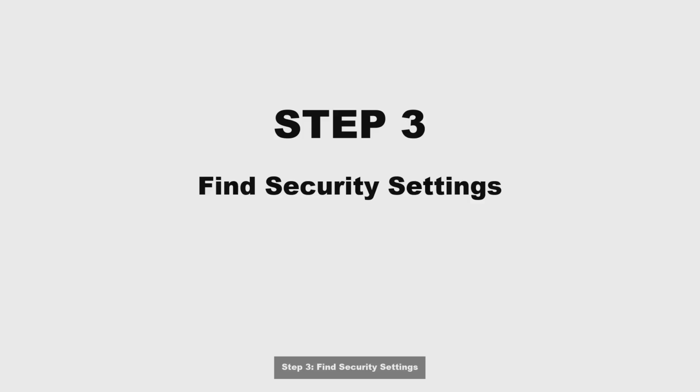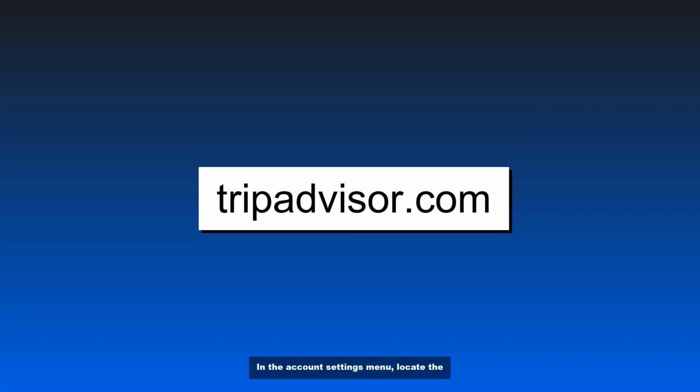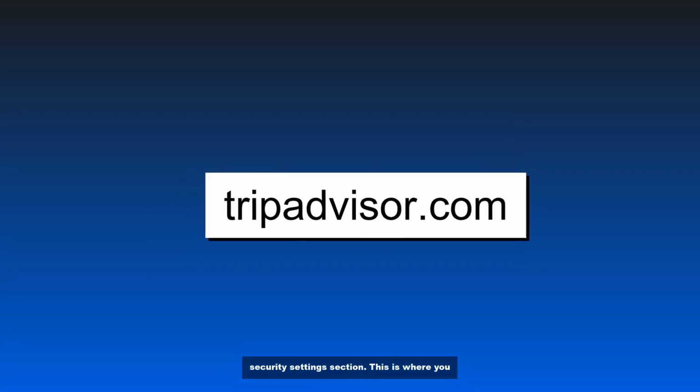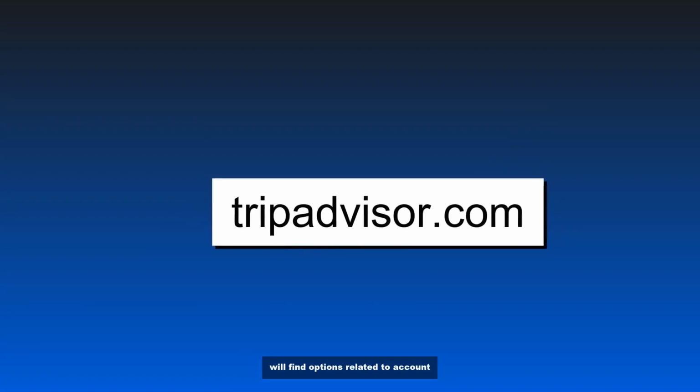Step 3. Find security settings. In the account settings menu, locate the security settings section. This is where you will find options related to account security, including two-factor authentication.